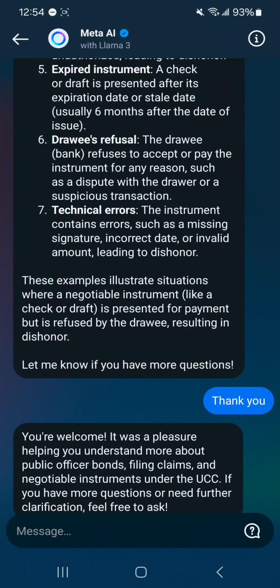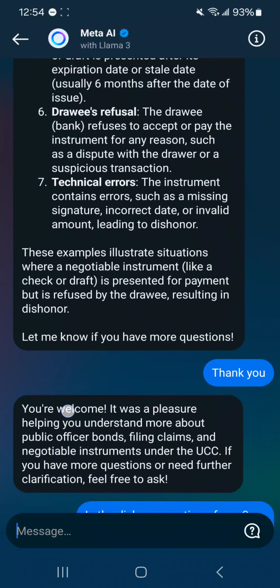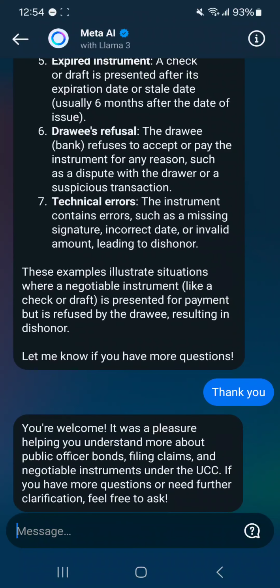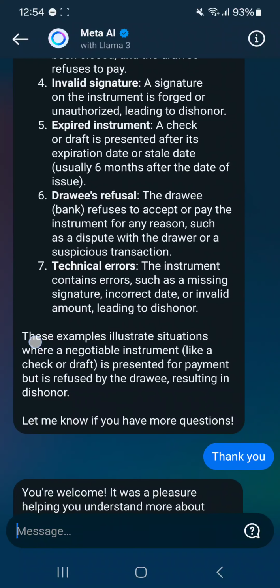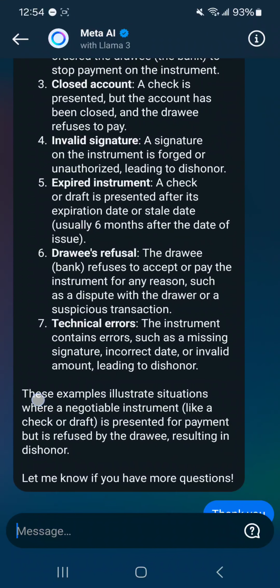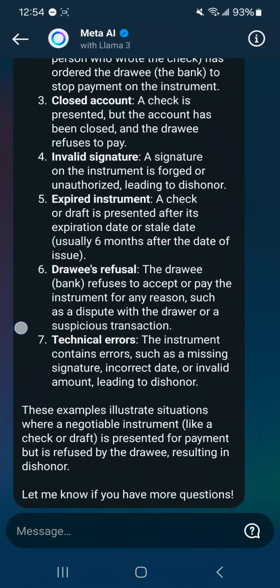Expired instrument. So there's your time. So there you have time. And then this one, number 6. This one caught my eye. Drawee's refusal. The drawee refuses to accept or pay the instrument for any reason, such as a dispute with the drawer or a suspicious transaction. That one really caught my eye, and you'll see what I'm going to do with that.